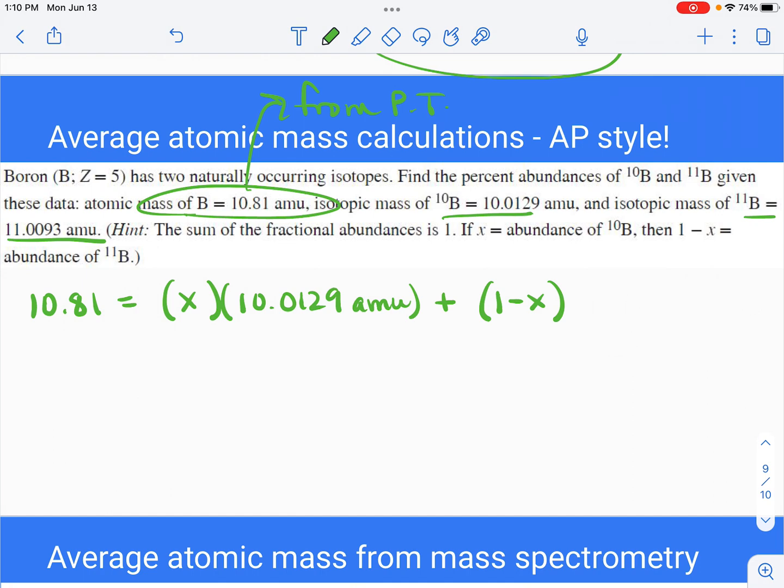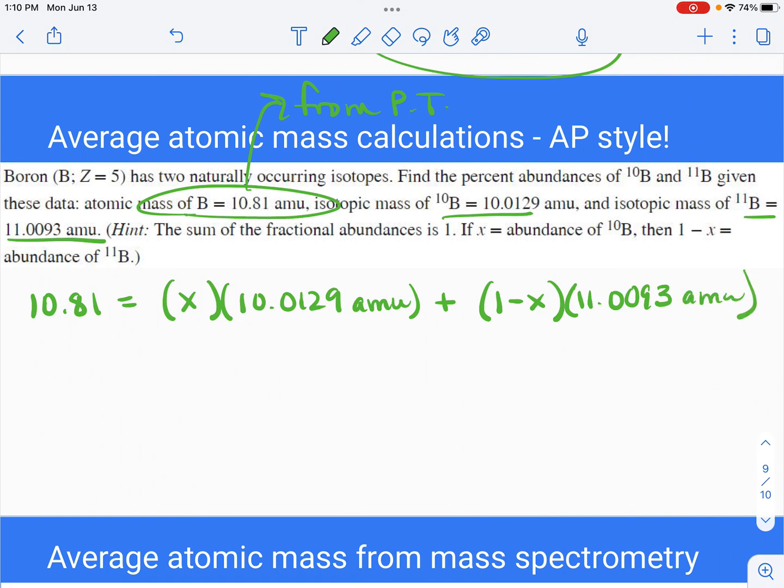You could make this 100 minus X, but then remember you have to take the whole right side of this over 100, and then you'd have to cross multiply the 100 by the 10.81. So this is the reason I like to make them the decimal form. So remember your two percents have to add to 1, rather than adding to 100 if you use the decimal form. And then the mass of the second isotope is 11.0093 AMU.